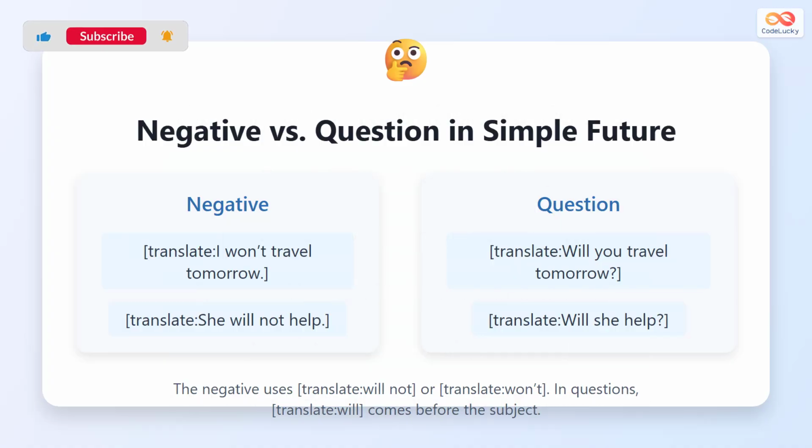Now compare negative and question sentences. In the negative form, we say, I won't travel tomorrow, or she will not help. In the question form, we reverse the order and say, will you travel tomorrow, or will she help? Notice that in questions, the word will comes before the subject.